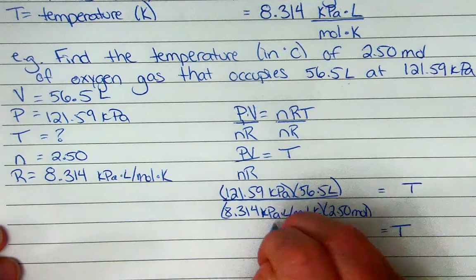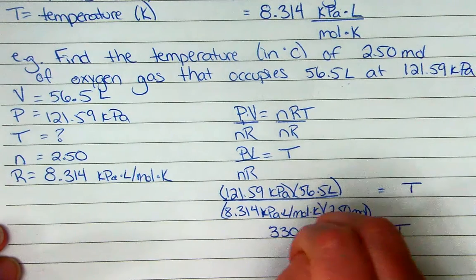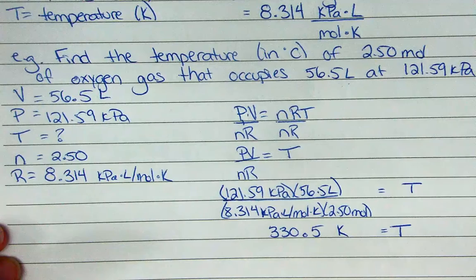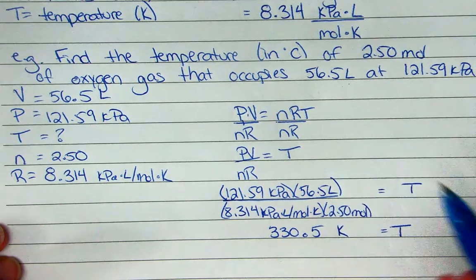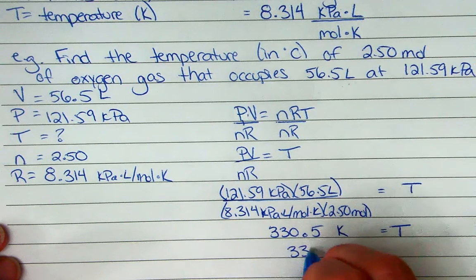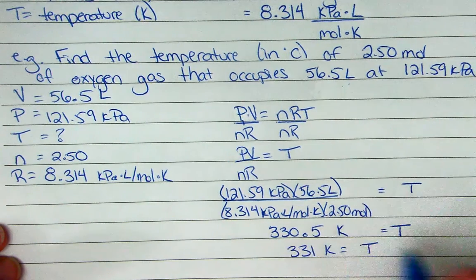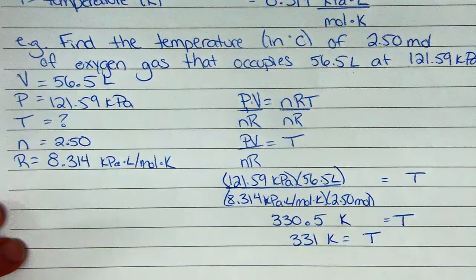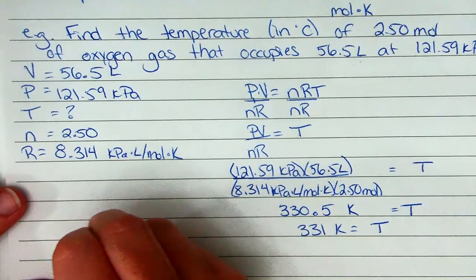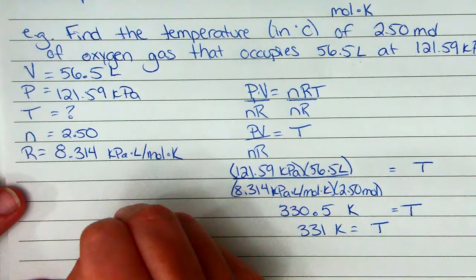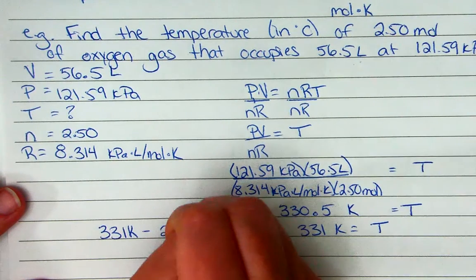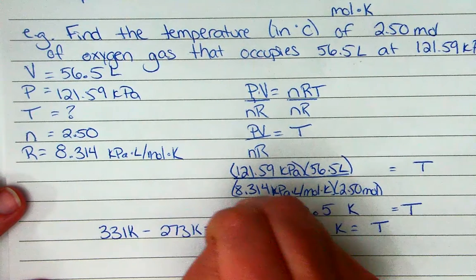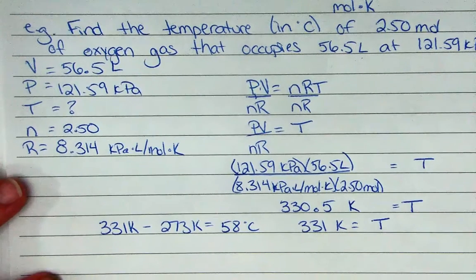And that gives us 330.5 Kelvin. If I track sig digs, I need to have 3 sig digs. So I'm going to round to 331 Kelvin is our temperature. Now, I asked for temperature to be in Celsius. So 331 Kelvin minus 273 Kelvin equals 58 degrees Celsius.